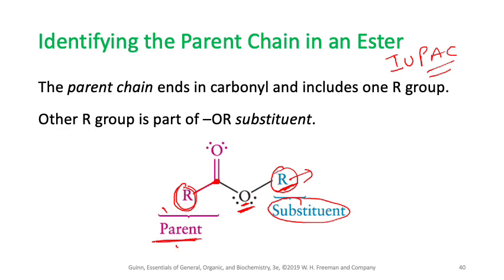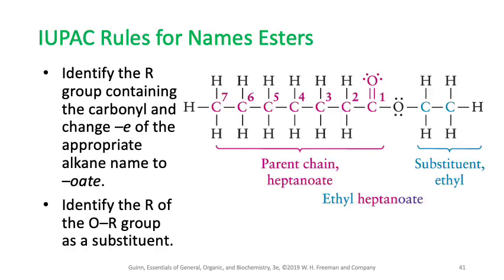Once we know the parent chain and the substituent, we know how to name it. The ending word of any compound that contains an ester should be OATE. Like for alcohol we have OL, aldehyde AL, carboxylic acid OIC acid. Similarly, for an ester, the ending will be OATE. So let's try to name a couple of examples on the next slide, and again, you just have to follow all the rules.